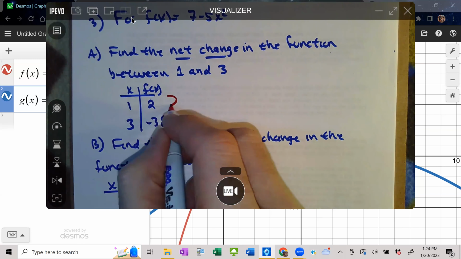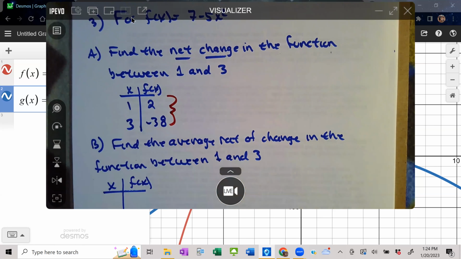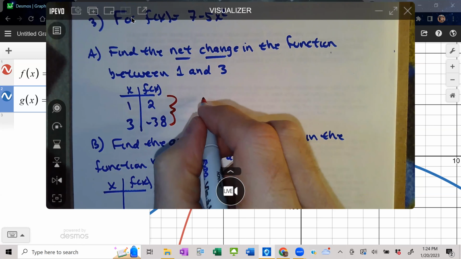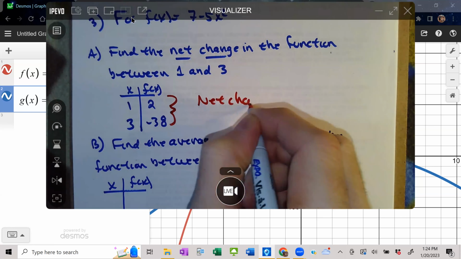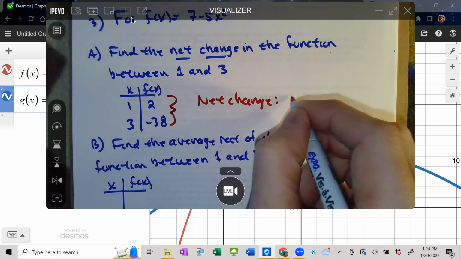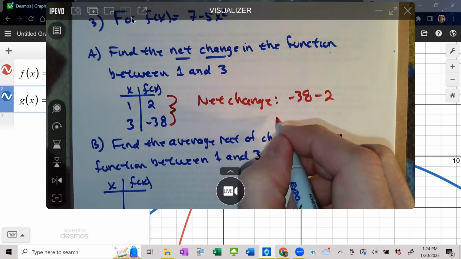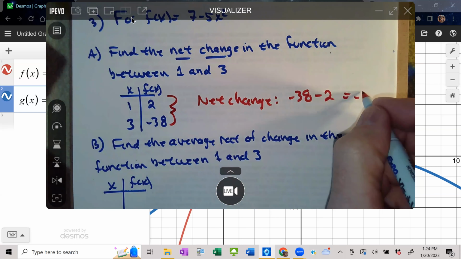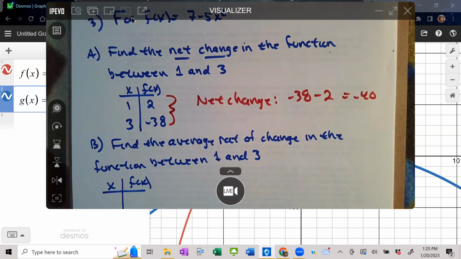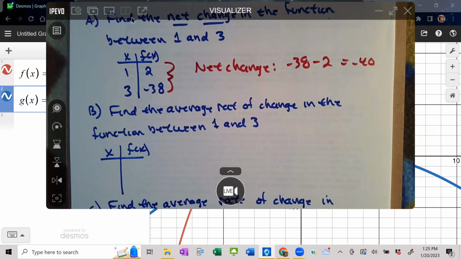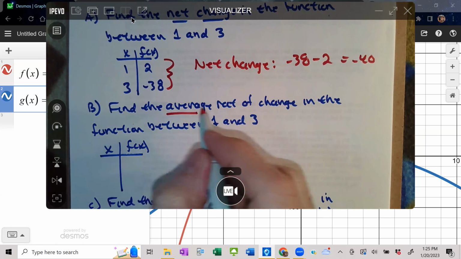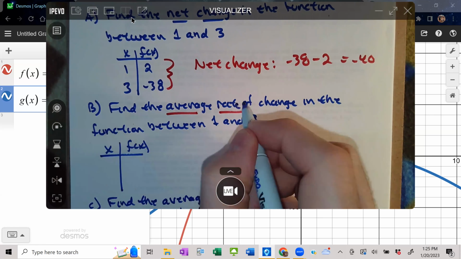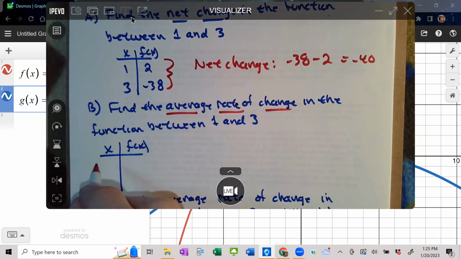The net change is just the difference in the y coordinates. So the net change is going to be negative 38 minus 2, for a net change of negative 40. It's just the change in the y coordinates. Now, if I want to go a little bit further, I can do the average rate of change. Let's just pick up the same points from up above, 1 and 3 to -38.